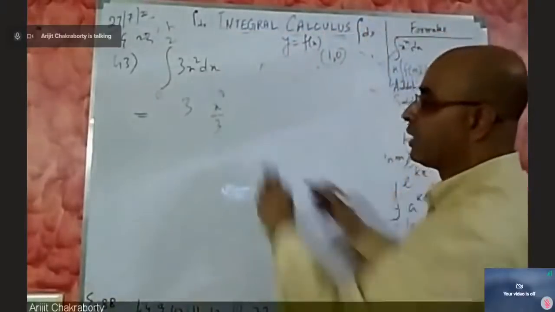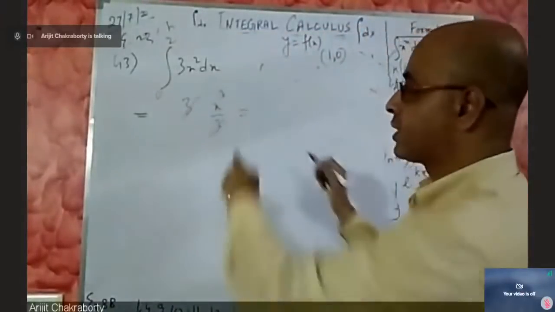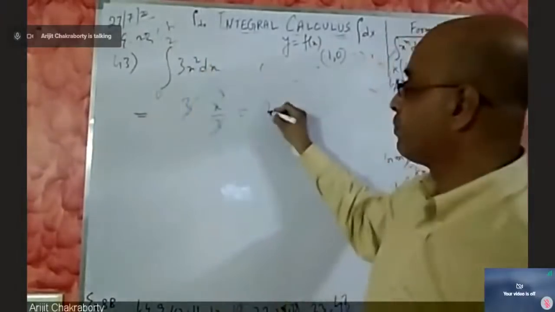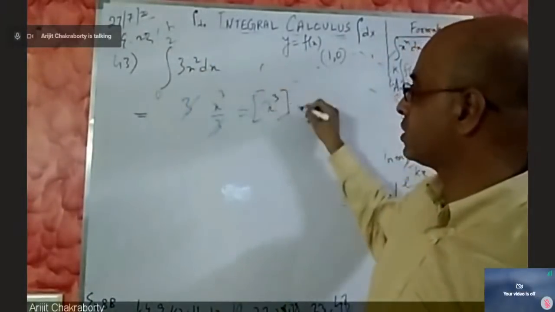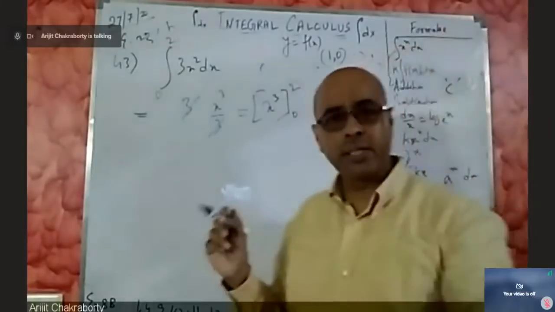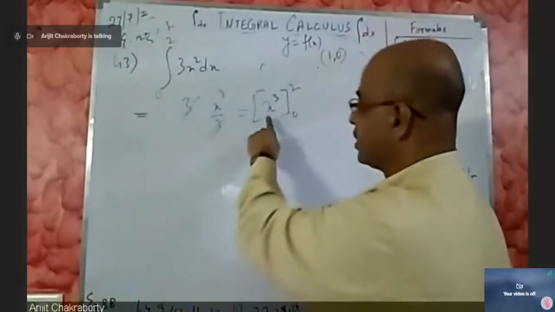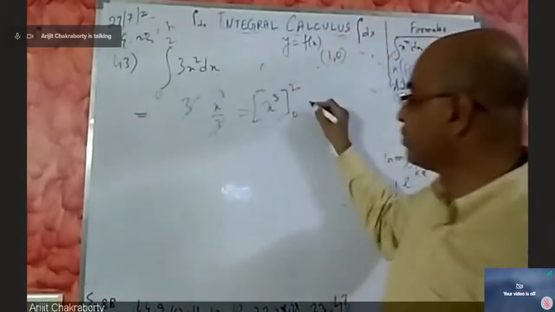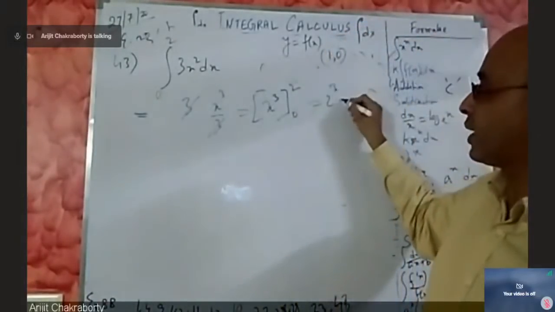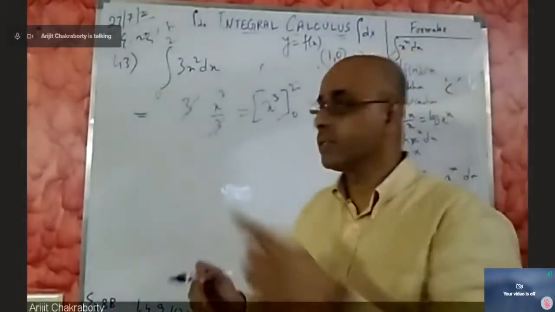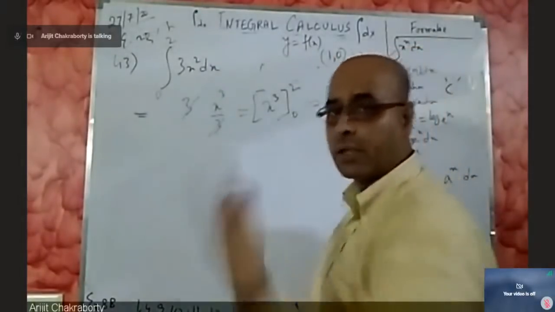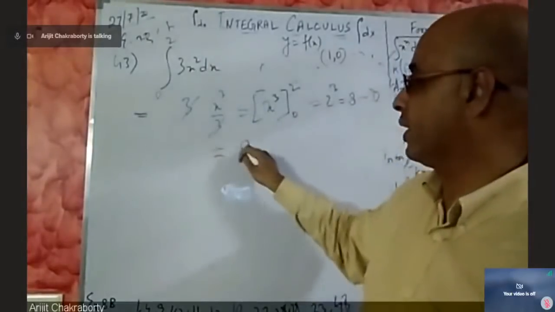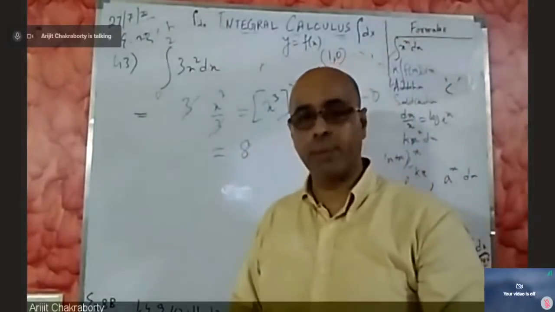So once you do it, 3 and 3 cancel out, you get x cubed. Now I have to find the limits 0 and 2. That means x cubed between the limits 0 and 2. Very simple. X cubed, if you put 0, the answer is 0. If you put x equal to 2, then you get 2 cubed, that is 8. And 0 to the power cube is 0. So the answer is 8 minus 0. So the answer is 8. This is the answer which I am getting.